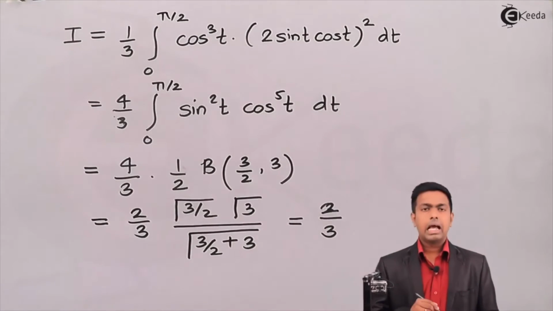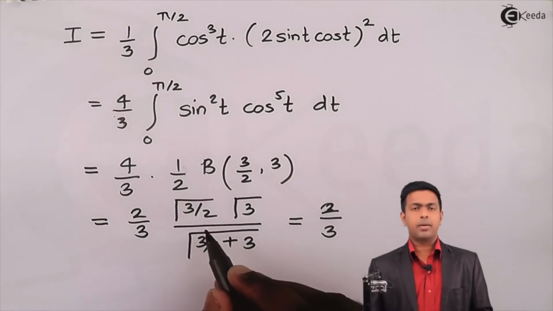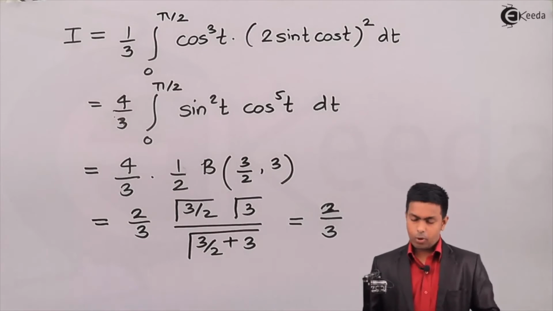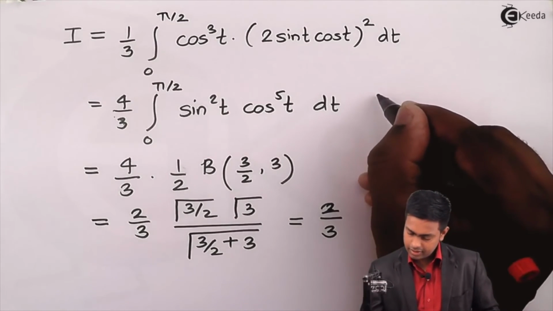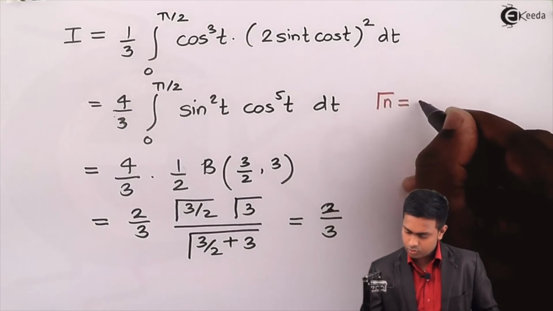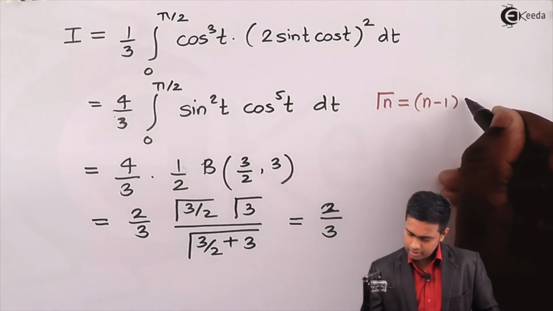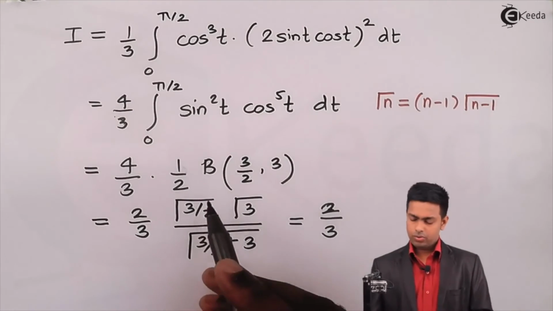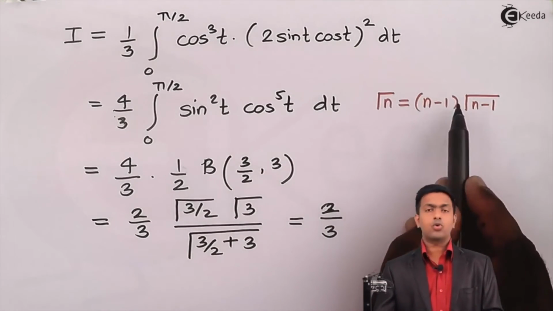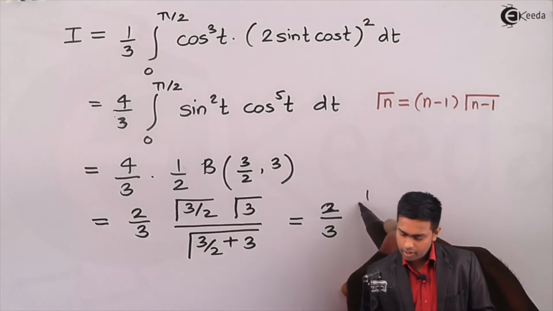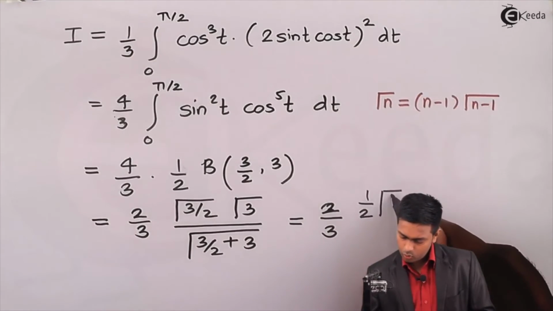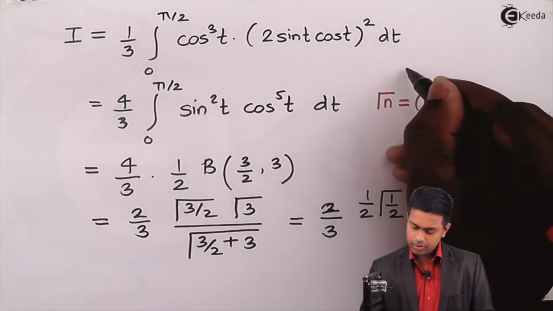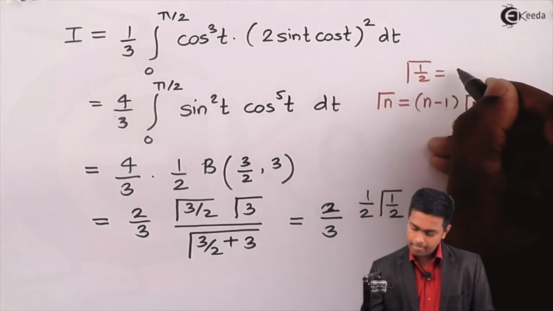upon 3. Next, for gamma 3 by 2, we have a property. Here I'll show you. The property is like this, that is gamma n is equal to n minus 1 gamma n minus 1. So 3 upon 2 is my n, so 3 upon 2 minus 1, it will give us 1 upon 2 gamma 1 upon 2. Now we know the value of gamma 1 upon 2, which is root pi.